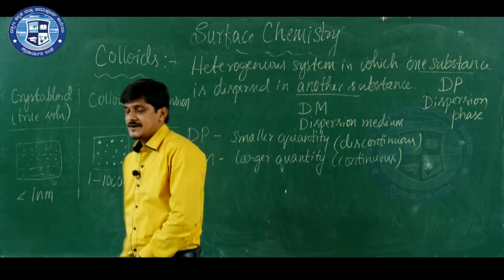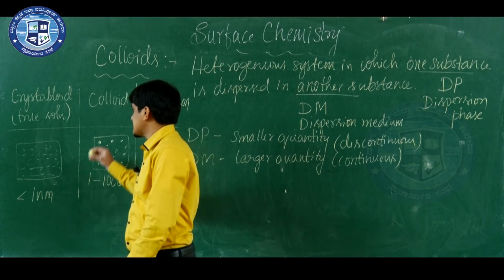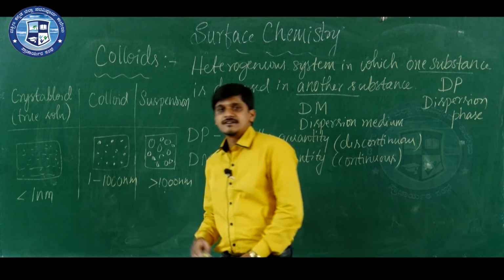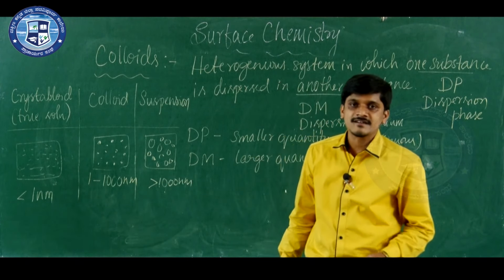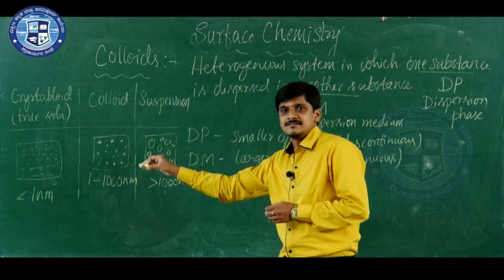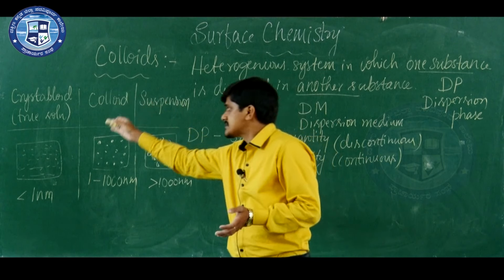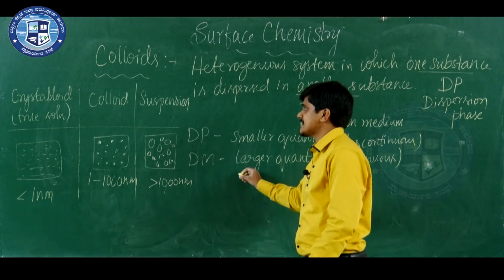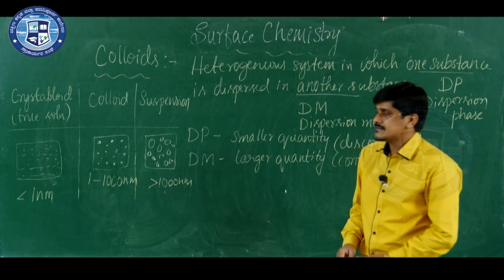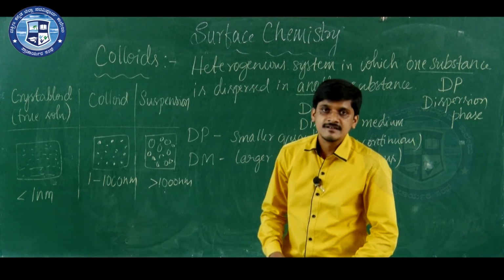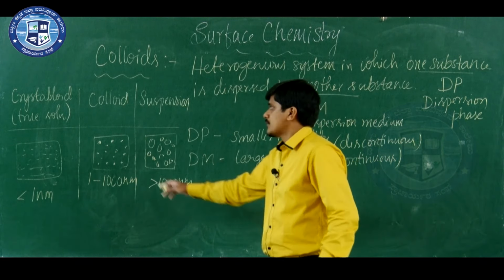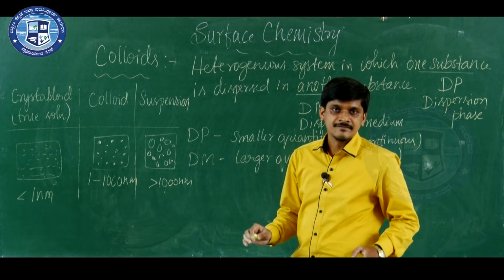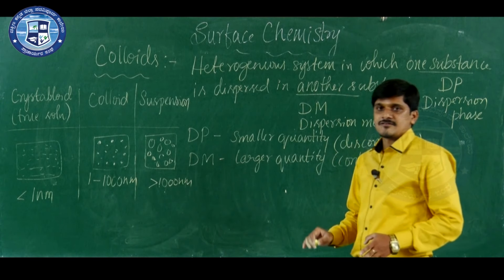So, now you can define colloids as the substances in which the particle sizes range from 1 to 1000 nanometer, or the colloids are the substances in which the particle size is intermediate between crystalloids or true solution particles and suspensions. So, they are called as colloids. Now, these are all about the introduction of colloids.